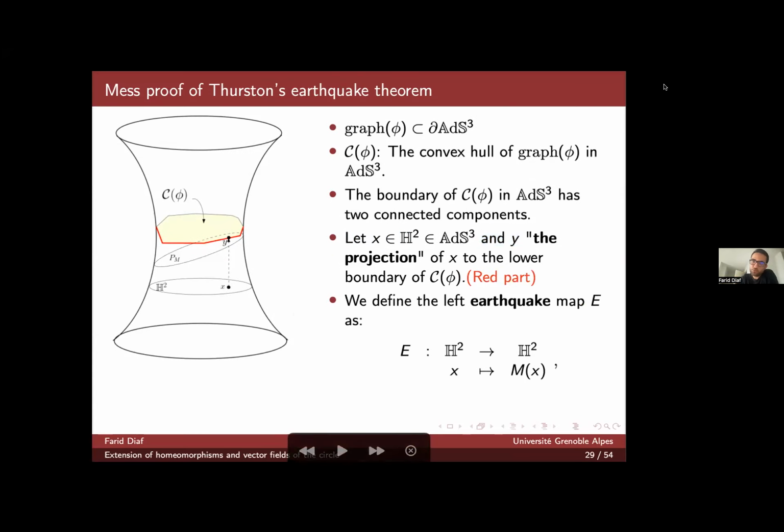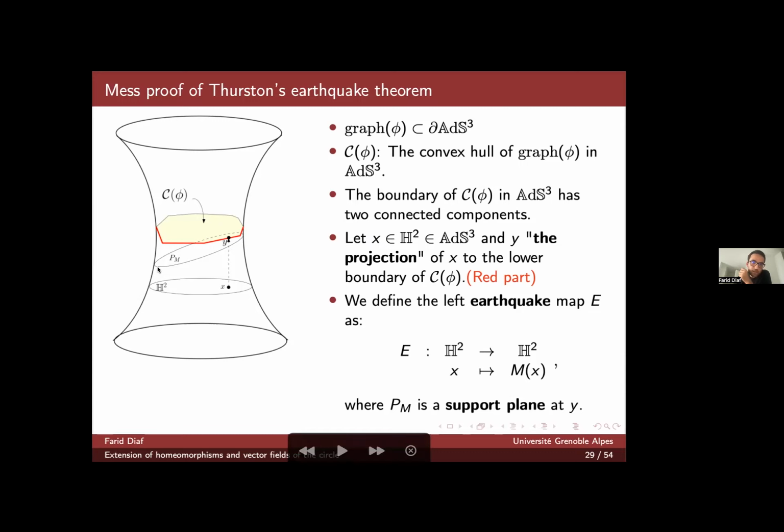And then how do you define this earthquake? The earthquake will be just m of x. To each x you associate m of x. What is m? M is in fact the support plane of this red surface at the point y. So you have x, you project it to your surface, and you take a support plane, namely a plane which touches your surface in the boundary, but not in the interior. But this plane is space-like. And now if you remember, any space-like plane is the orthogonal of some element in the anti-de Sitter space.